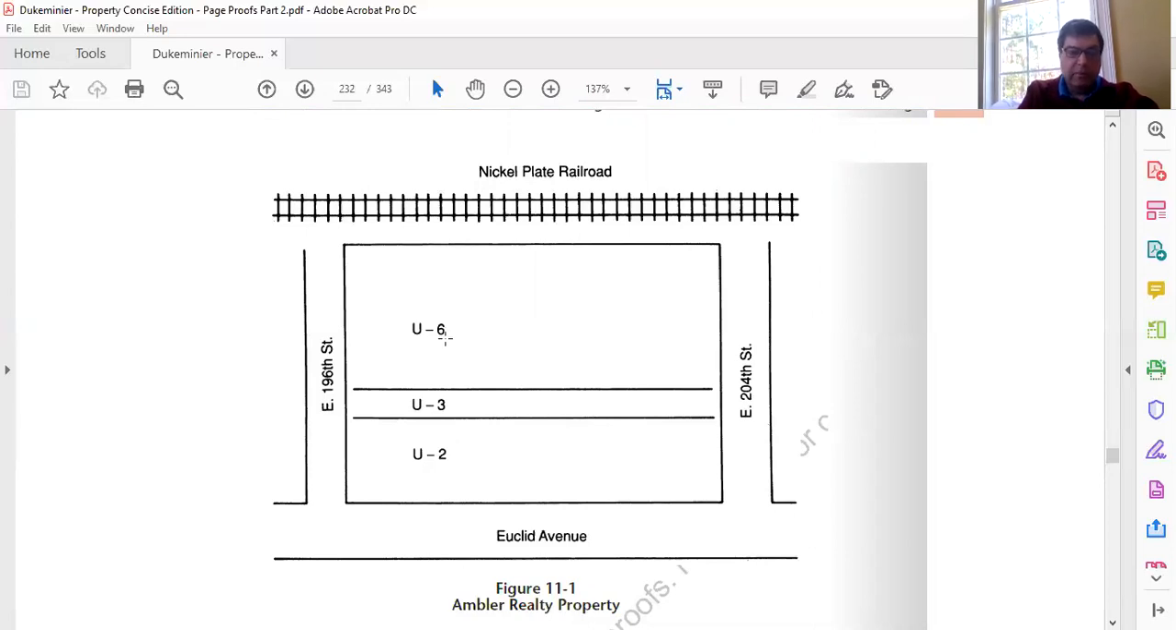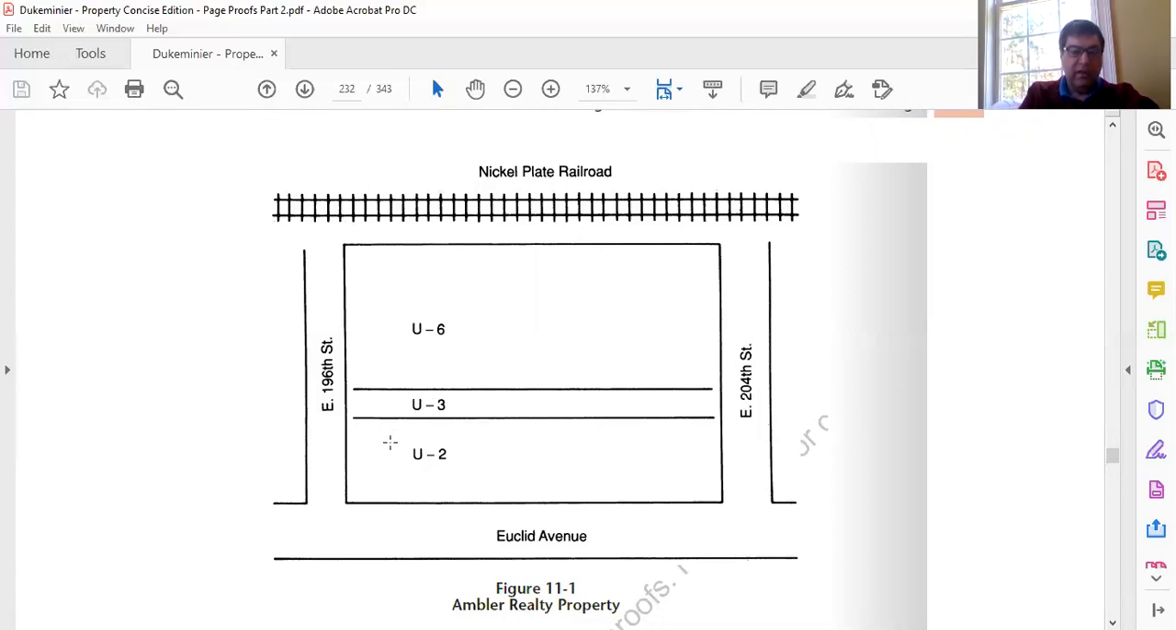And then the portion of their property, U6, which is up here by the rail line, is the least restricted classification of property. You can use it for industrial purposes, things like garbage incineration or aviation or cemeteries or correctional institutions and that kind of thing.